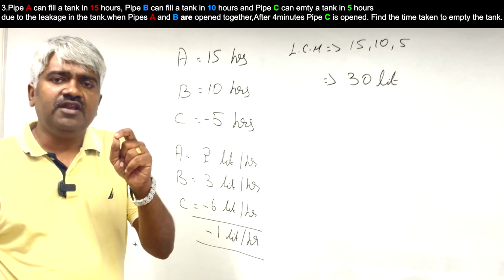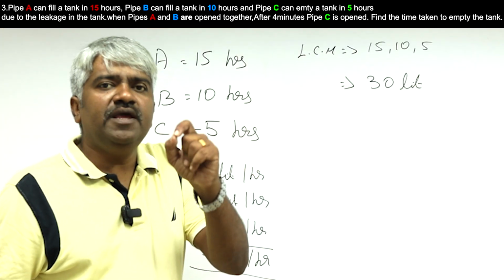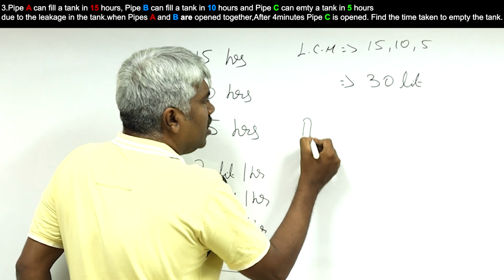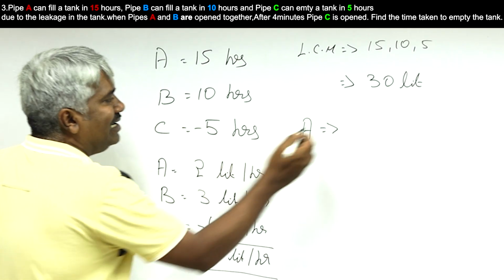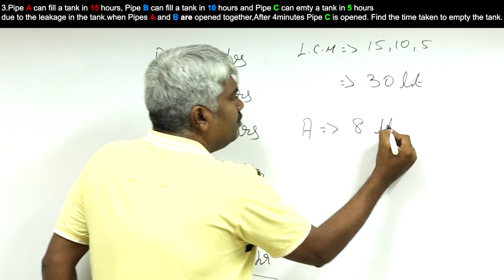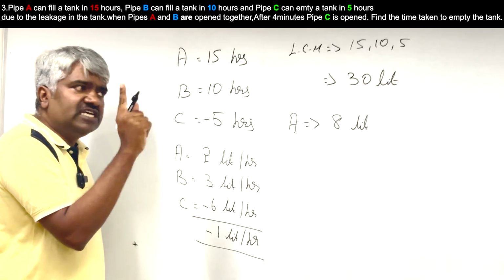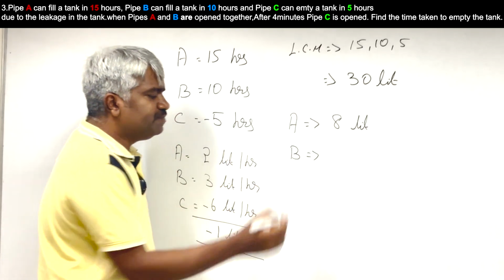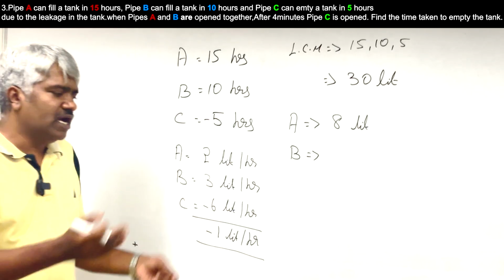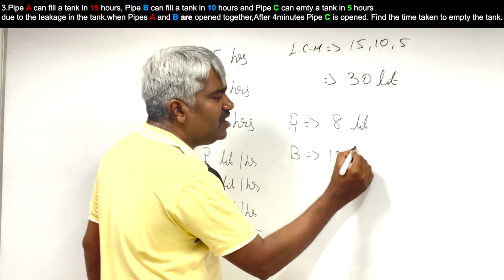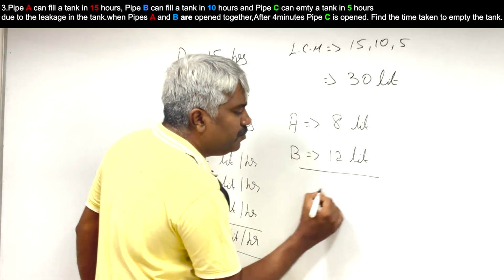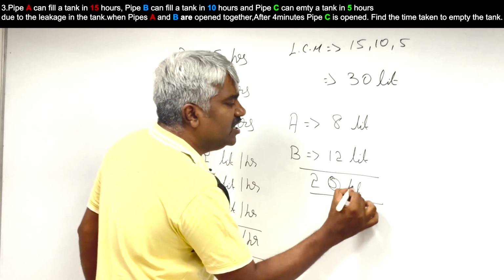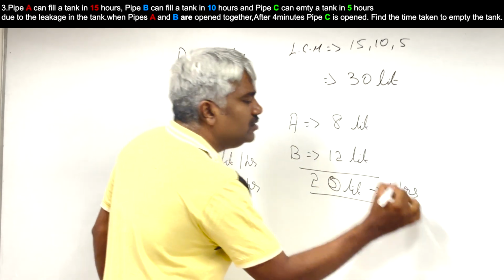In our question, pipe A and pipe B will be open for the first 4 hours. In the first 4 hours, pipe A can fill 8 liters, because pipe A will fill 2 liters in 1 hour. Pipe B will fill 3 liters in 1 hour, so in 4 hours it will fill 12 liters. So when both are open together, they will fill 20 liters in 4 hours.